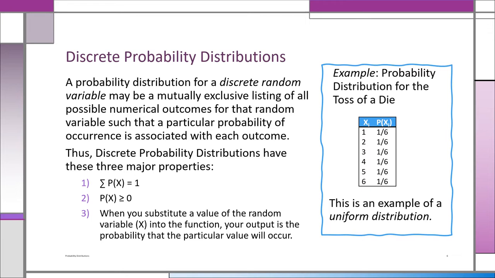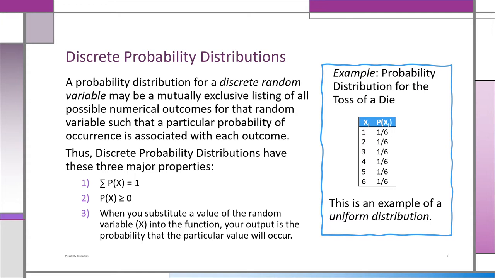So if we look at the discrete probability distribution more generally, we can see that there are three major properties that apply no matter what you're looking at. All the probabilities taken together sum to one. So if you're enumerating, or we could do it differently with a formula, the sum of the probabilities of all possible outcomes has to be one. That's your universe. That's 100%.